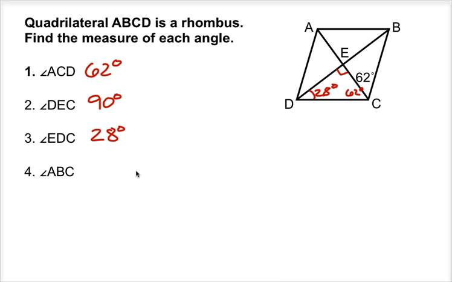Number 4, angle ABC. Angle ABC is this large angle up here. Well, let's see. I know that since this is a rhombus, it's also a parallelogram. So I know alternate interior angles are congruent to one another. So I know that these two angles are both the same size, that they are 28 degrees. And I know that the diagonals bisect angles, so I know that this is also 28 degrees. So combine 28 degrees and 28 degrees, and you get 56 degrees.